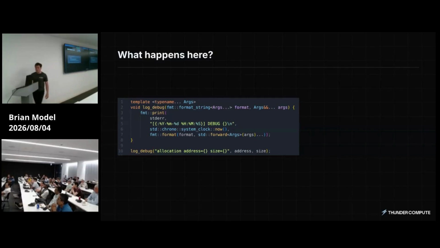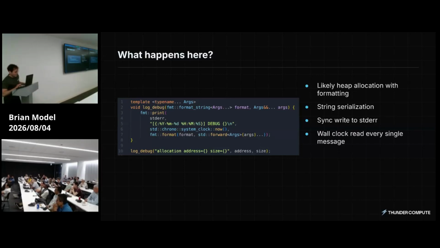So, okay, I think we basically got most of the things here. Like we were saying, string formatting is expensive, both because of potential heap allocations and because the serialization cost can add up. In this case, we can assume these are uint64s, but if there was a floating point, there's extra work you need to do there. Like you guys were saying, writing to standard error could potentially be blocking IO, and it's synchronous. Wall clock, read every time.